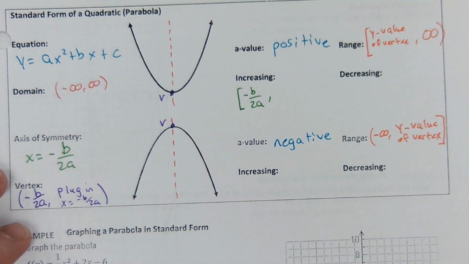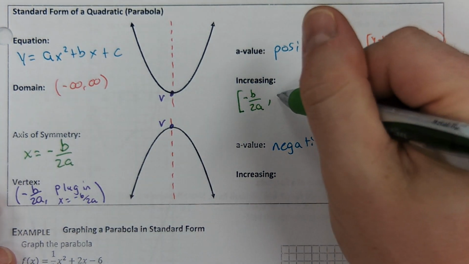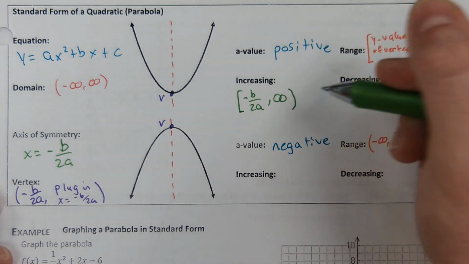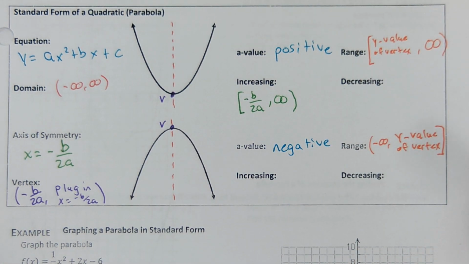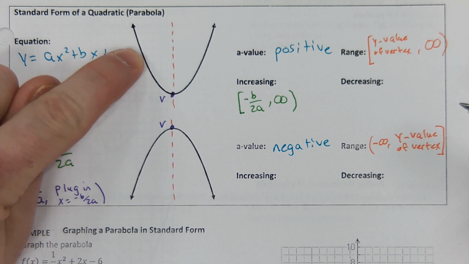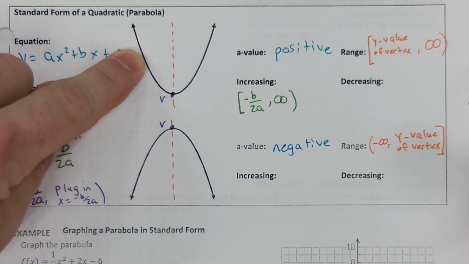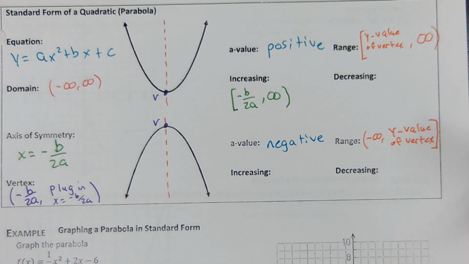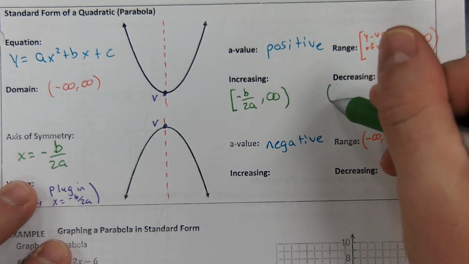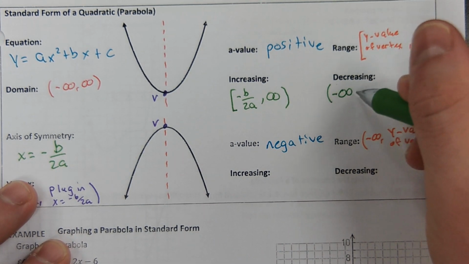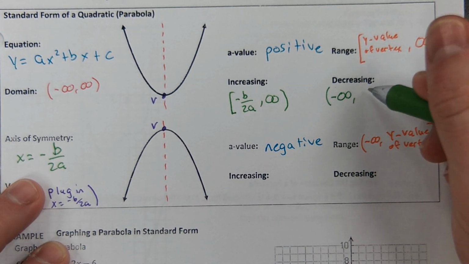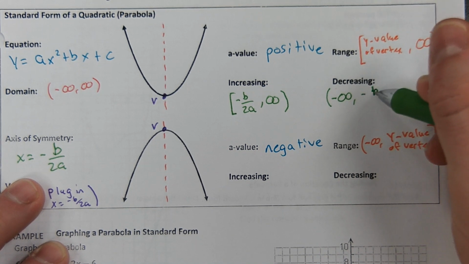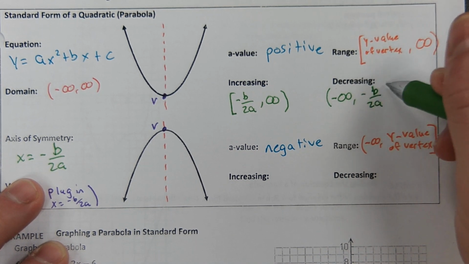And forever to the right. And as we go to the right, x heads towards infinity. Decreasing on the left, and this interval will stop at the axis of symmetry. So coming from the far left, from negative infinity, heading towards the x value of the vertex, negative b over 2a.